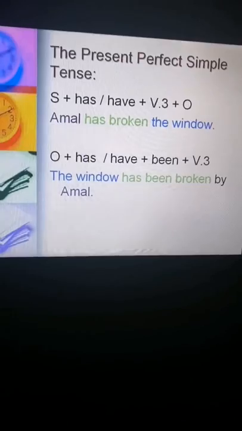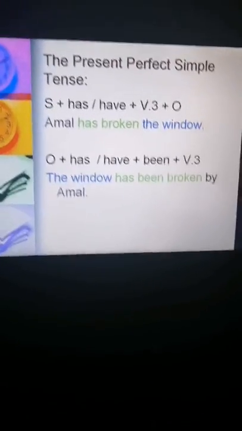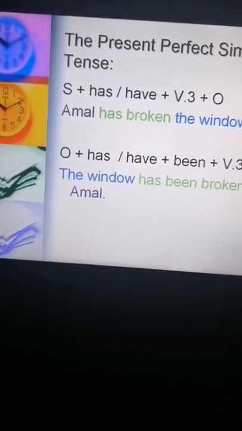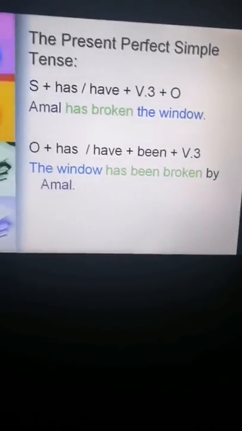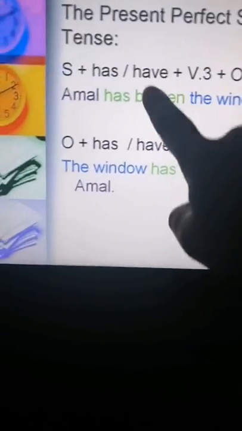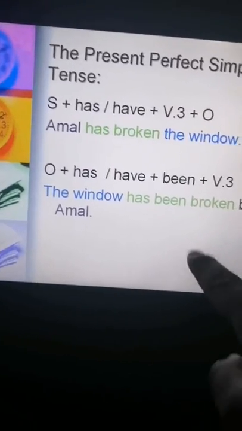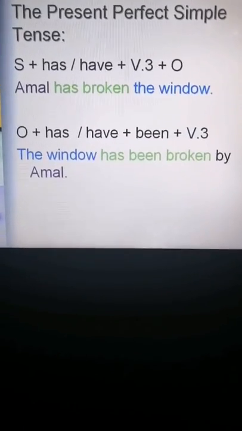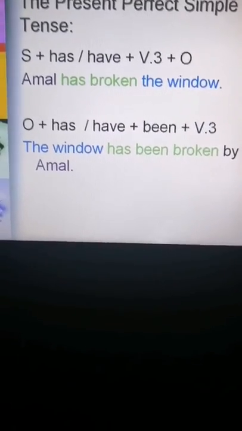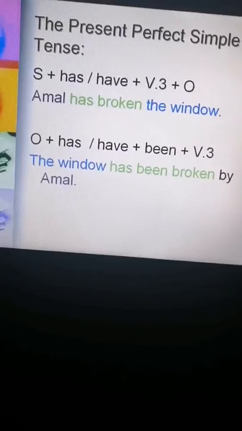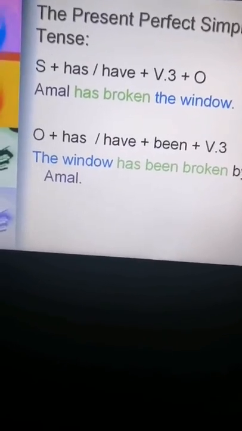The present perfect tense. The form of the present perfect tense: subject plus has or have plus verb 3 plus object. So, how can we change it into passive voice? Object plus has or have, as we have here, plus been plus verb 3. The window has been broken by Amal. So we take the object and put it at the beginning of the sentence. Then has been, verb 3, has been broken by Amal.